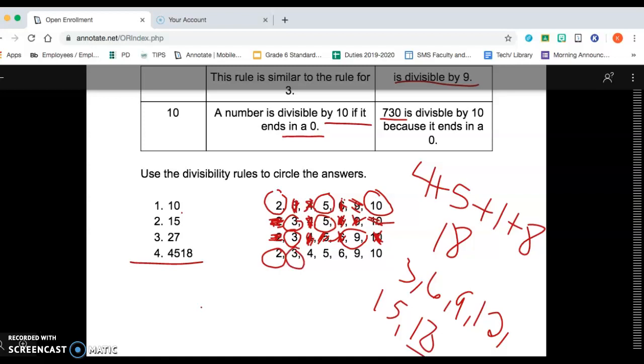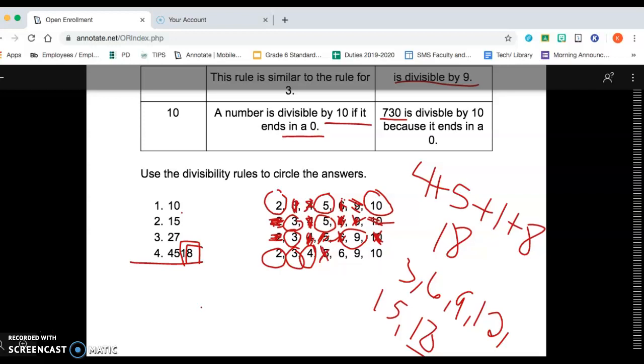4 means we have to be able to cut it in half twice. Well, we can just look at this last number. Oh, just the 8, sorry. So if we cut 8 in half, we get 4, and then we can cut that in half again to get 2. So that means it is divisible by 4. 5, it has to end in a 0 or a 5. This does not, so that one doesn't work.